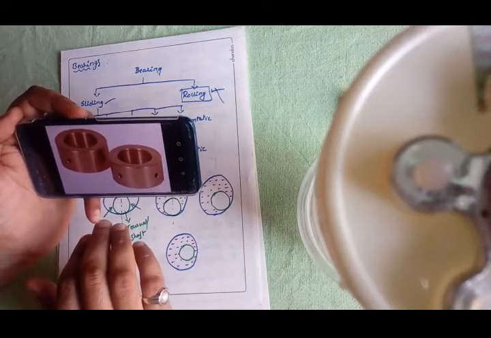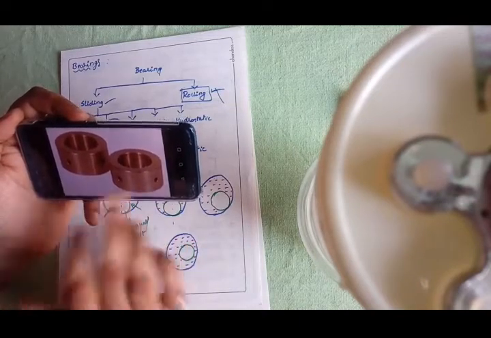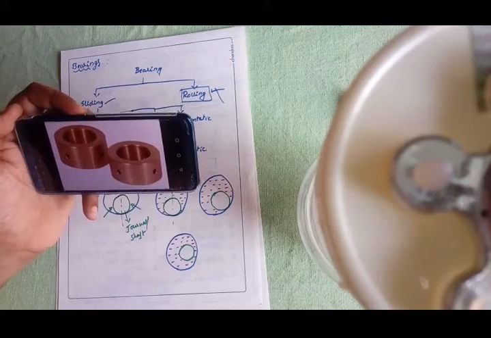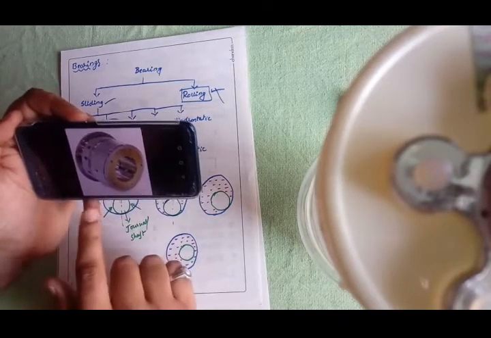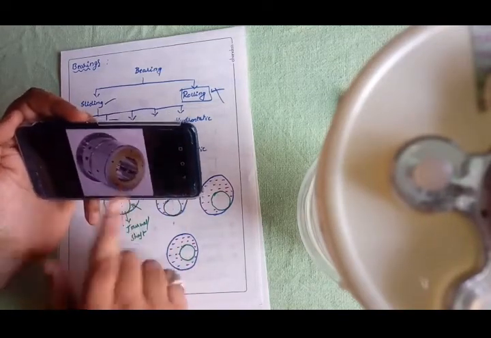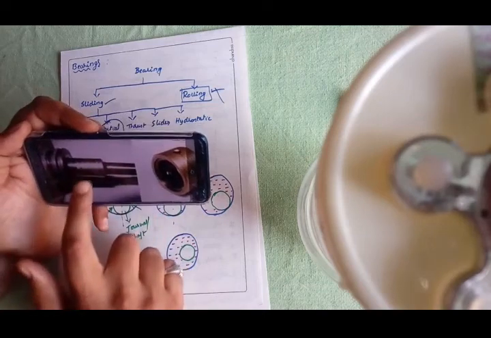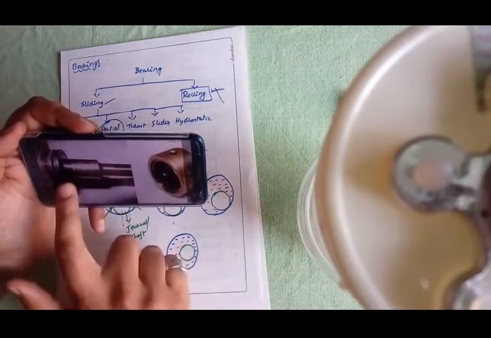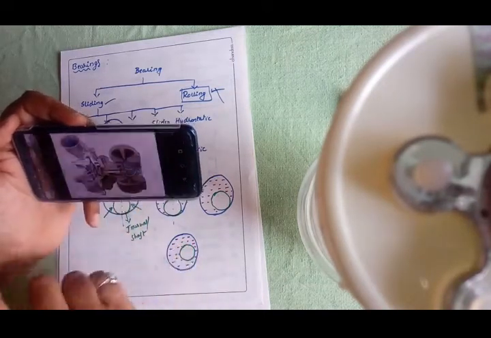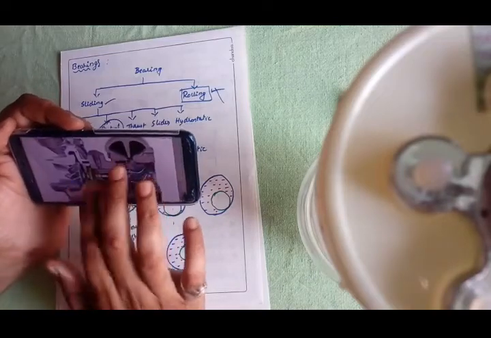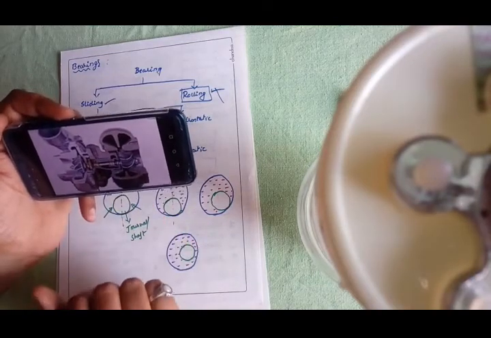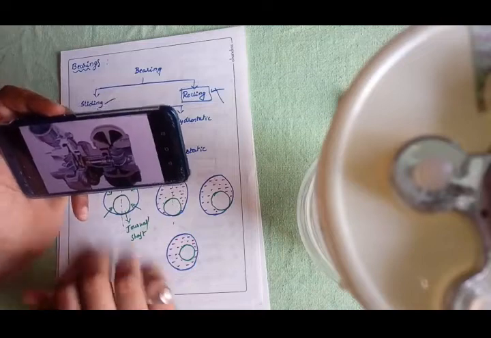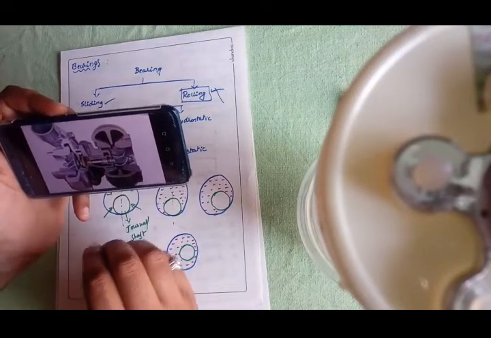See, this is one type of journal bearing. Particularly this type of bearing is used in turbochargers. This is used in your steam turbines. You can see the wear which is happening at the shaft, between the shaft and the journal. This is one image. This is an example, a turbocharger, which is used generally in diesel engines to charge the air.